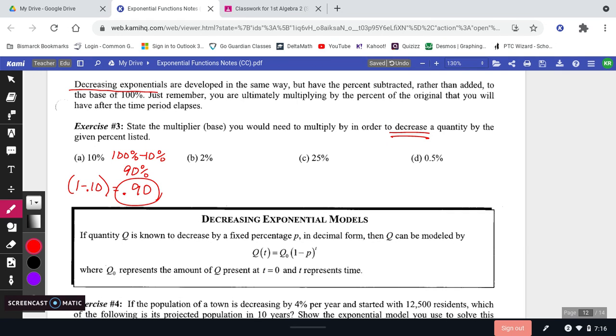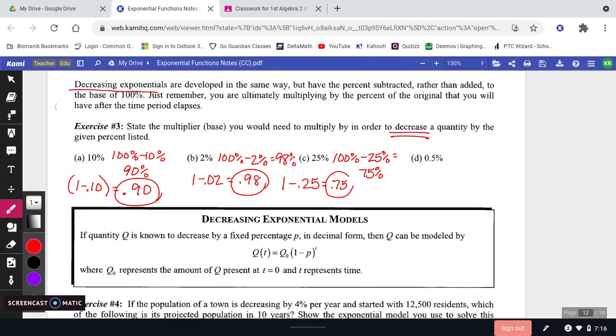B, if you decrease by 2%, same concept. So 100% minus 2%, well, that's going to be 98%. So again, as a growth factor, think of it as 1 minus 0.02, or it'd be 0.98. So your growth factor is 0.98. Again, it's going to be decreasing by a little bit each term. C, 25%. Okay, same concept. So 100% minus 25 gives you 75%, or 1 minus 0.25 is 0.75.